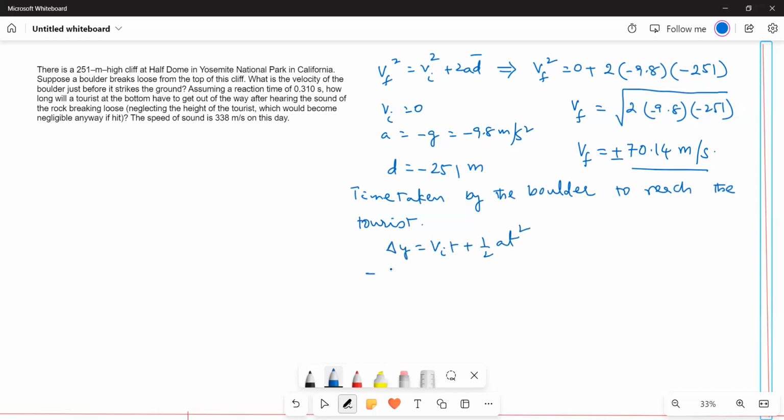I write here minus 251 is equal to 0 plus half into minus 9.8 into t squared. Therefore, t is equal to the square root of 251 divided by 4.9. That gives a value of 7.16 seconds.